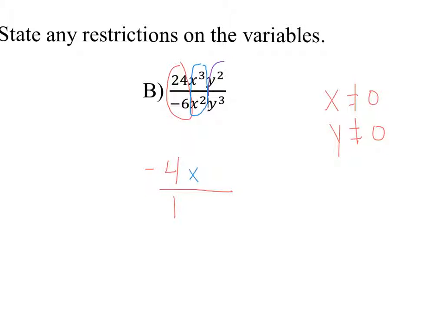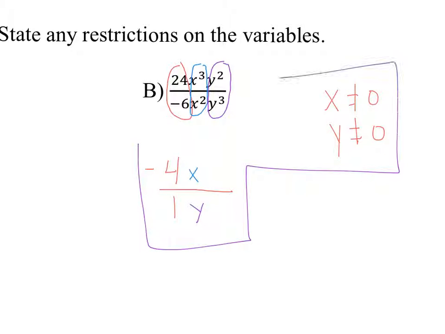Then the y's, I would still be subtracting either one of two ways. 2 minus 3 would give me a y to negative 1, or I know there's more y's on bottom, so this would be my final answer with my domain restriction. You should do C and D by yourself.